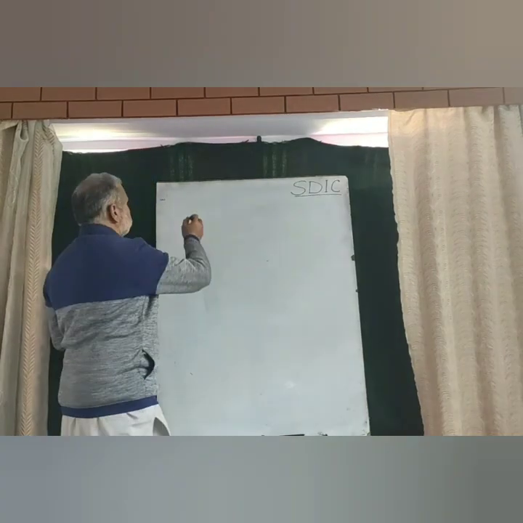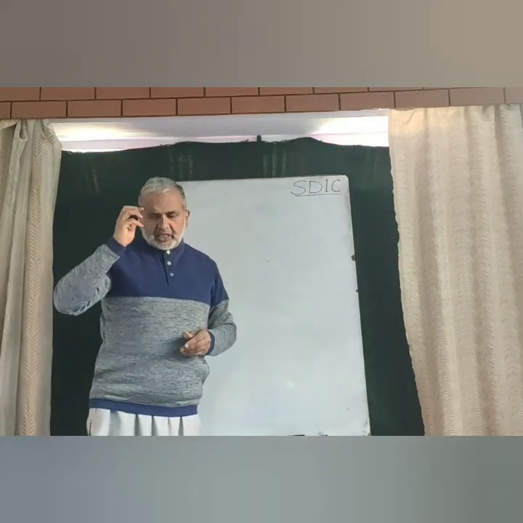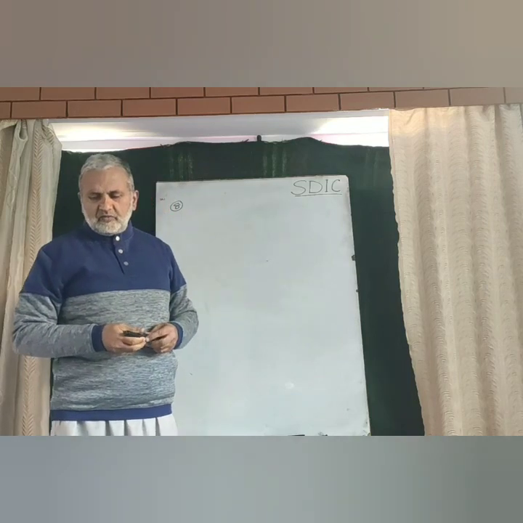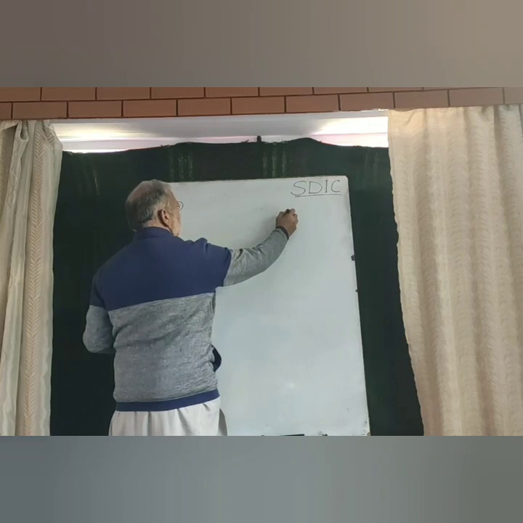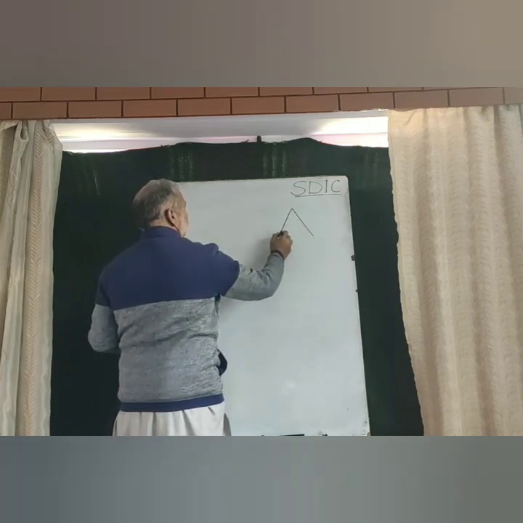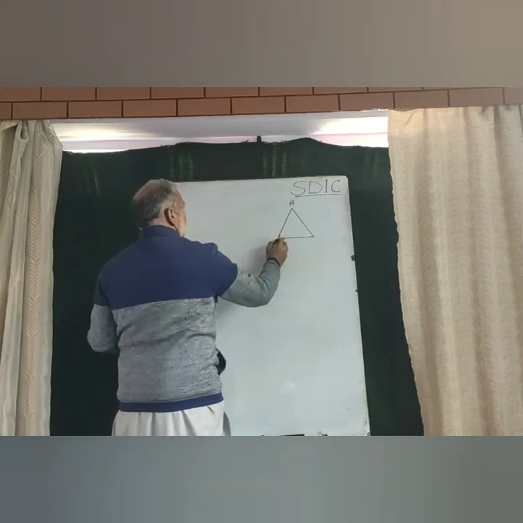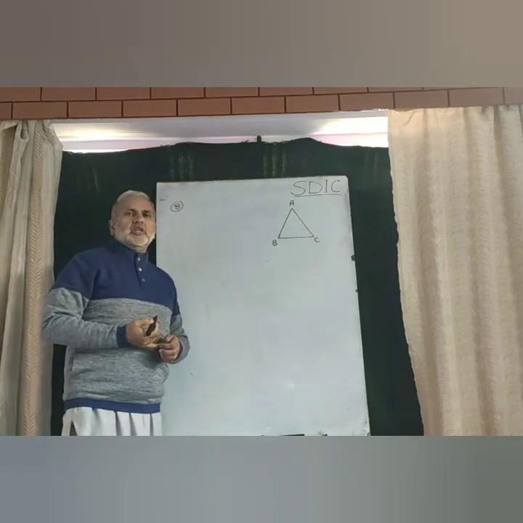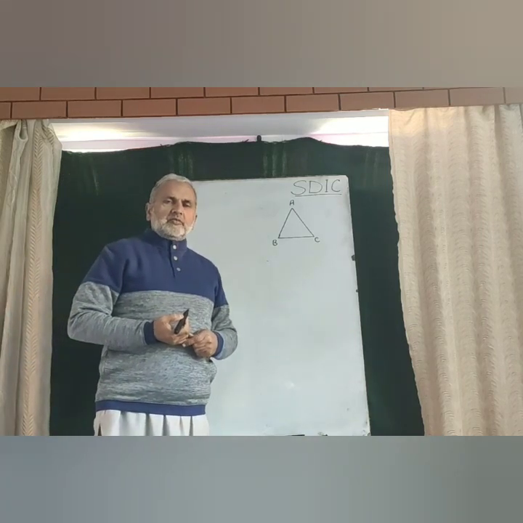Question number 8. Again, you have to draw the diagram of this question yourselves. You have to show that the angles of an equilateral triangle are 60 degree each. What you will draw? An equilateral triangle. Let us name the triangle ABC. It is given to us. It's the only information that you have, that a triangle is an equilateral triangle.